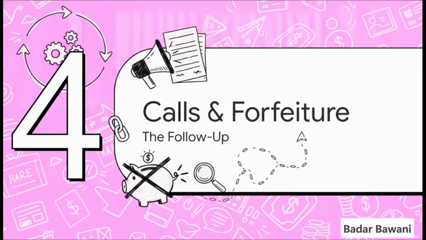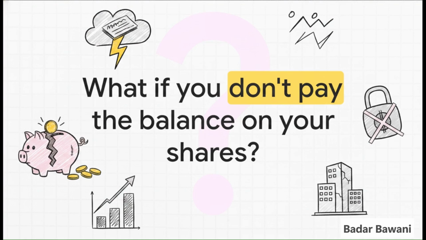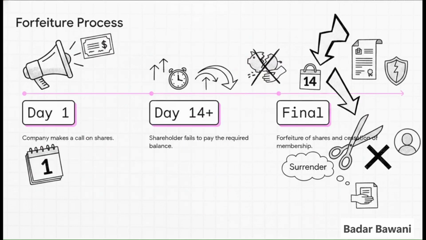Section 4. Calls and forfeiture. The follow-up. Which brings us to a pretty dramatic question. What exactly happens if a company asks for the remaining balance on your partly paid shares? And, well, you simply cannot pay. Let's walk through this timeline.